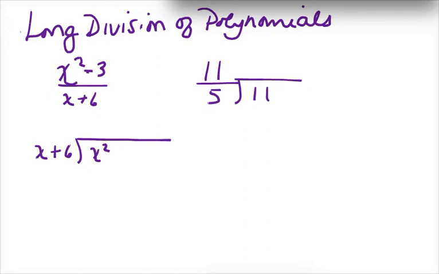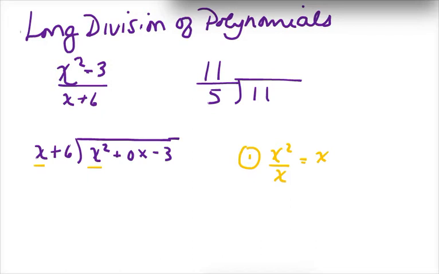Wherever there's a missing term, I'm going to put a placeholder in, and that's important. So we're going to put a placeholder in there for x because the x term is missing. So you ask yourself, how many times does x go into x squared? And I'm going to write it like this so that you can see it. You write the dividend over the divisor, and in this case it's x times.